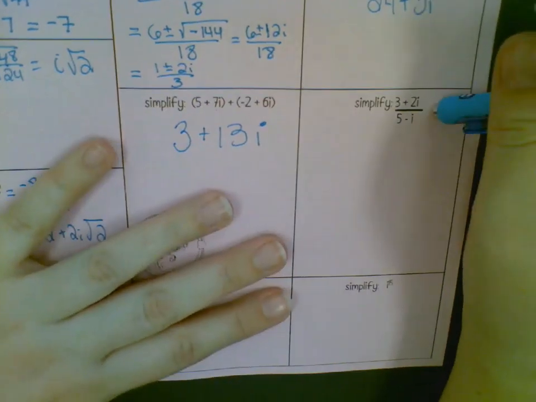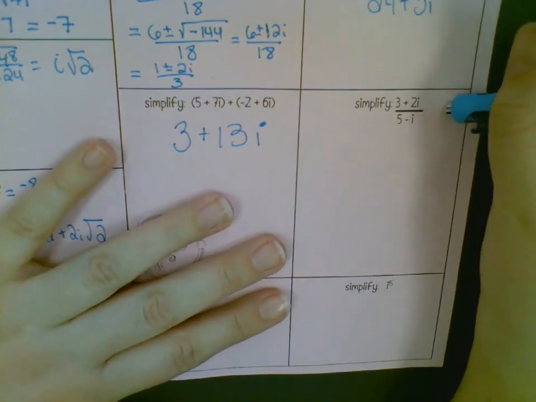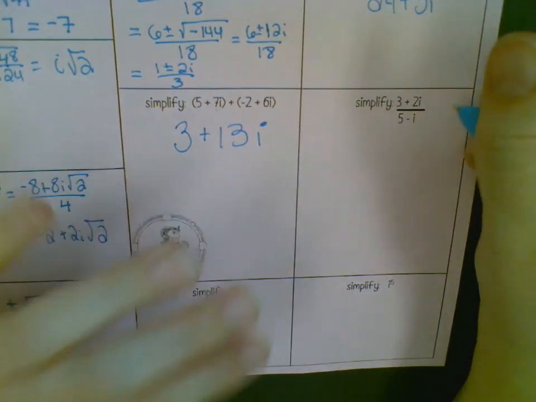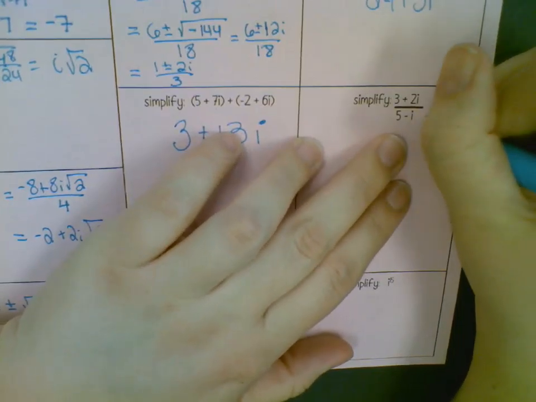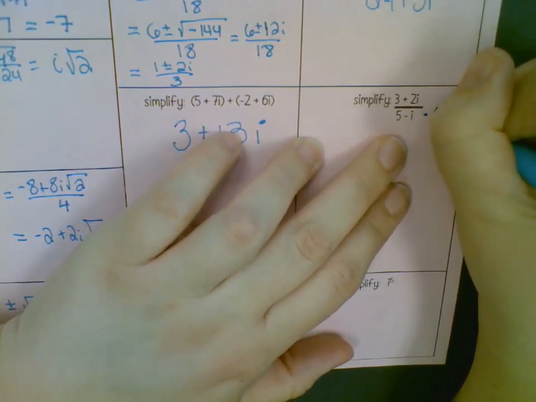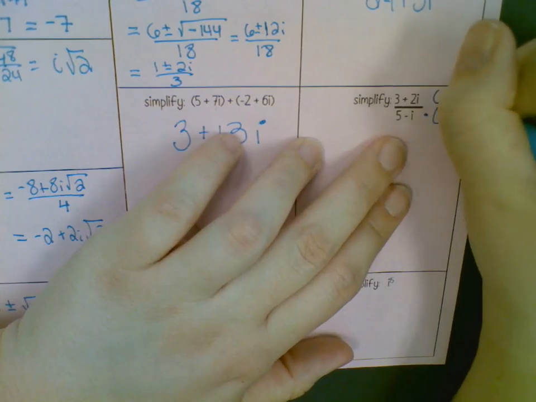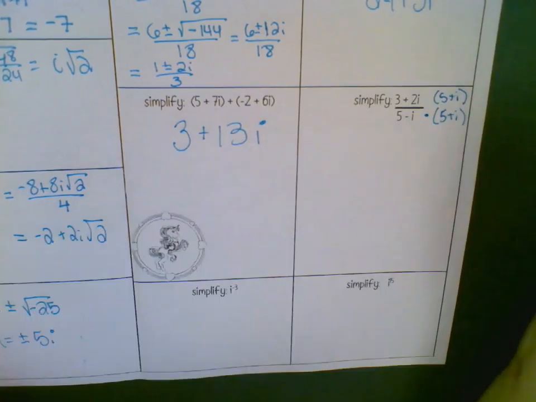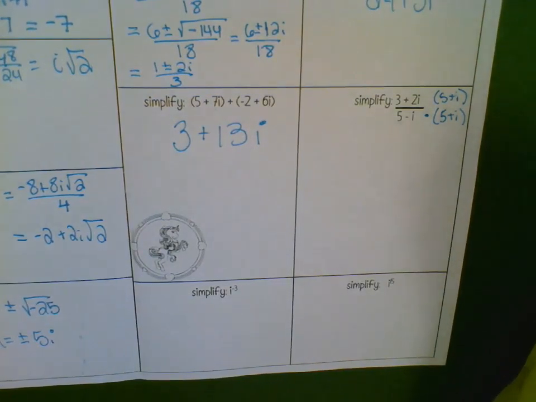Okay, so for the next one, just like we can't have square roots in the bottom, we can't have i's in the bottom. So we would need to multiply by the conjugate to get rid of that i in the bottom. And then we have to do it to the top too. So now we have to FOIL.